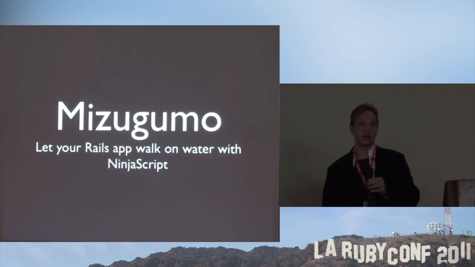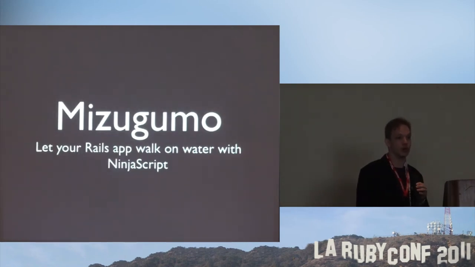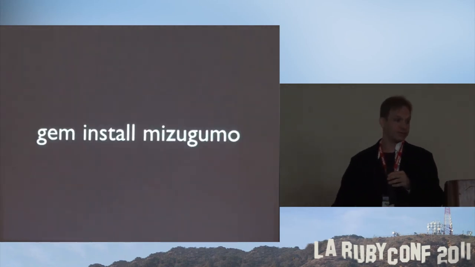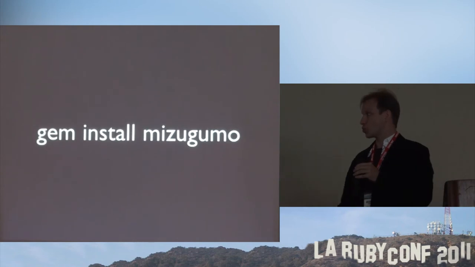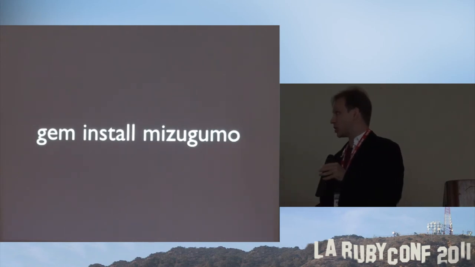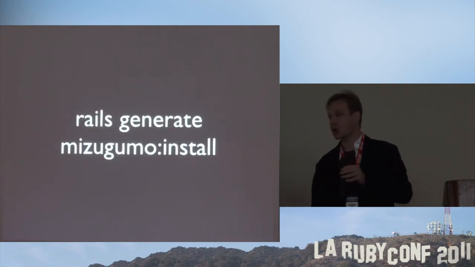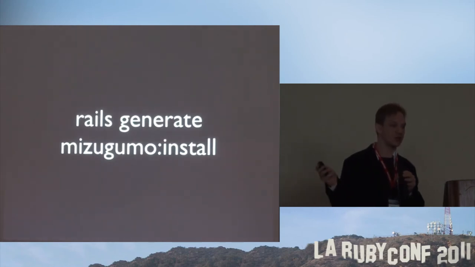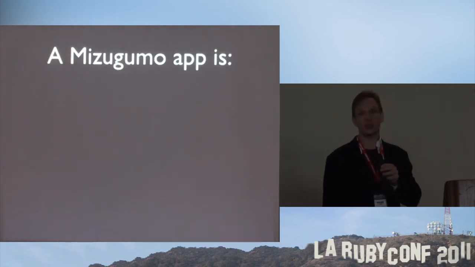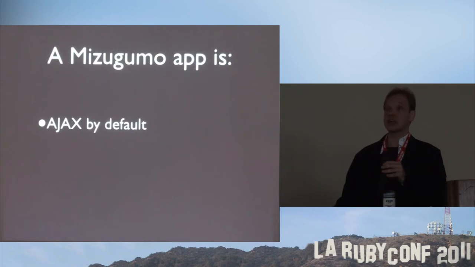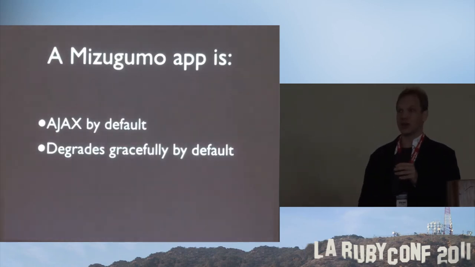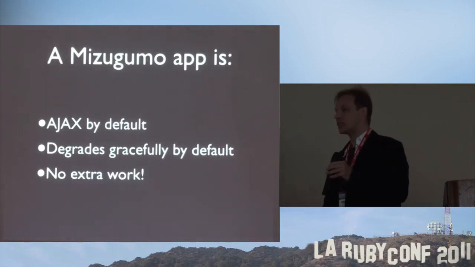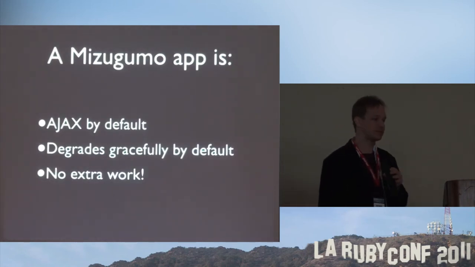Okay, so now let's talk about the second half, which is Mizugumo. Mizugumo is a gem designed to help you use NinjaScript in your Rails application and make your Rails application work really awesomely with AJAX and JavaScript behaviors. You run a little generator after you've installed Mizugumo, and you get an application that is AJAX by default, degrades gracefully by default, and is no extra work for the developer.